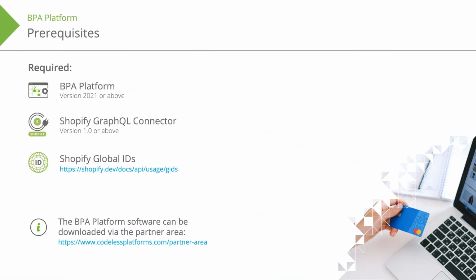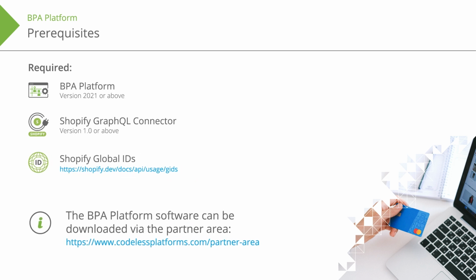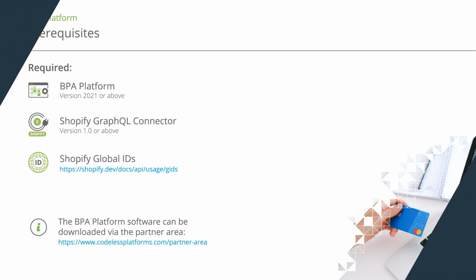You will require BPA Platform 2021 or above, and the Shopify GraphQL Connector. You will also require global IDs for various Shopify objects. A detailed explanation of how to obtain these can be found via this link. The BPA Platform related software can be downloaded via the partner area on the Codeless Platforms website.